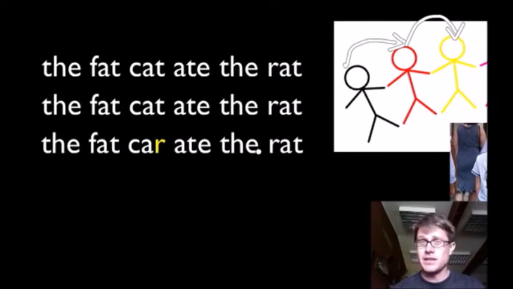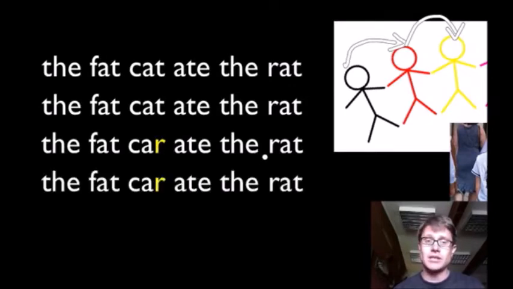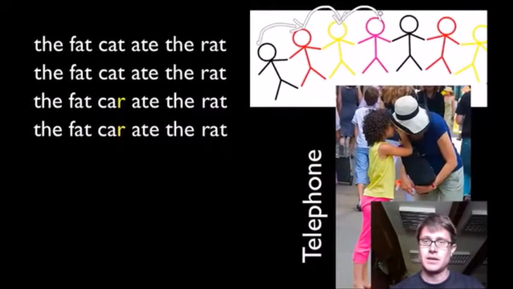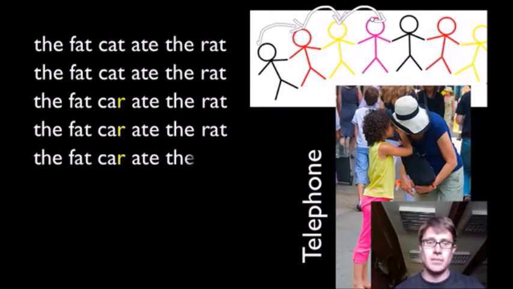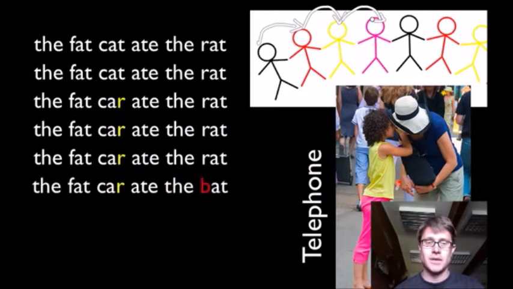Now that's the message, that's the DNA. And so when that DNA is copied again, that mutation is copied again as well. So the fat car ate the rat. Everyone does a nice job passing it on, but then eventually we get another mutation. So we get the fat car ate the bat.